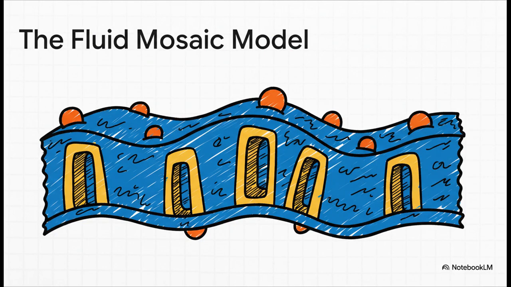But here's the thing. This city wall isn't made of static bricks and mortar. We call it the fluid mosaic model because it's actually flexible and fluid, with all these different proteins floating around in it like boats on a sea. Some of them are integral proteins. They go all the way through and act like channels or gateways. And others are peripheral proteins, which just kind of sit on the surface, acting like security guards or controllers.